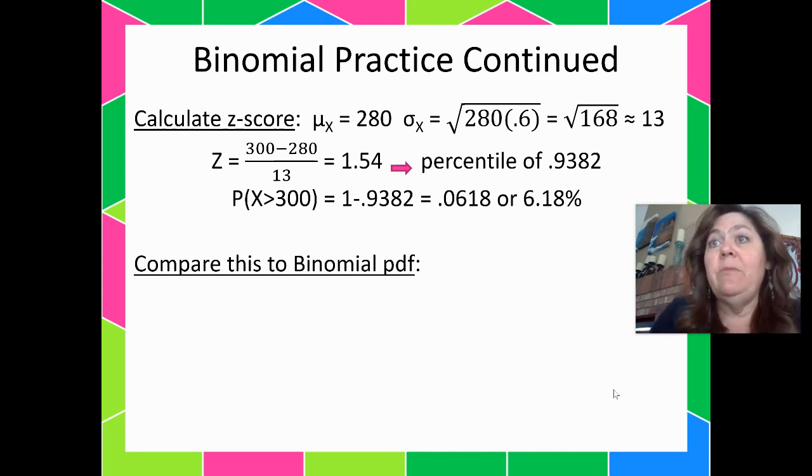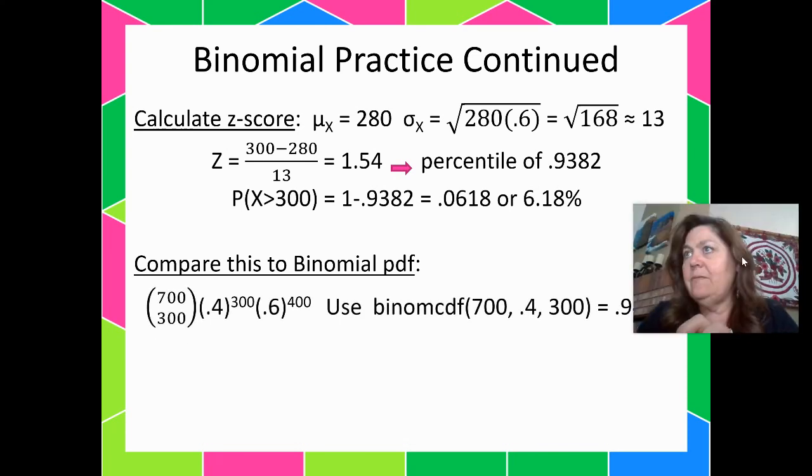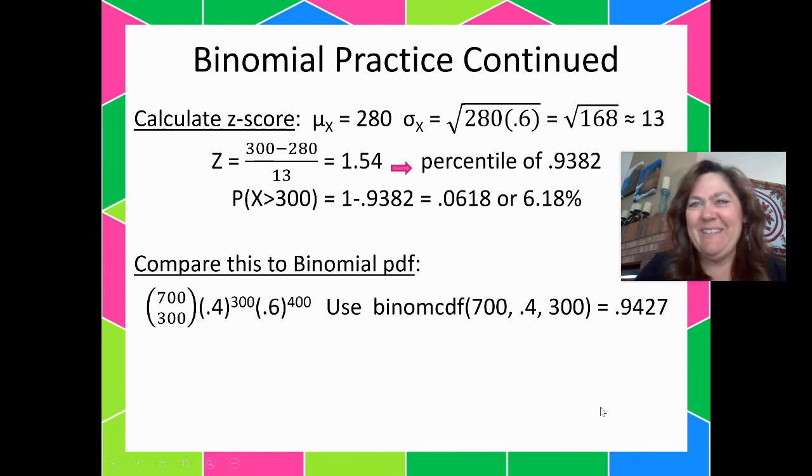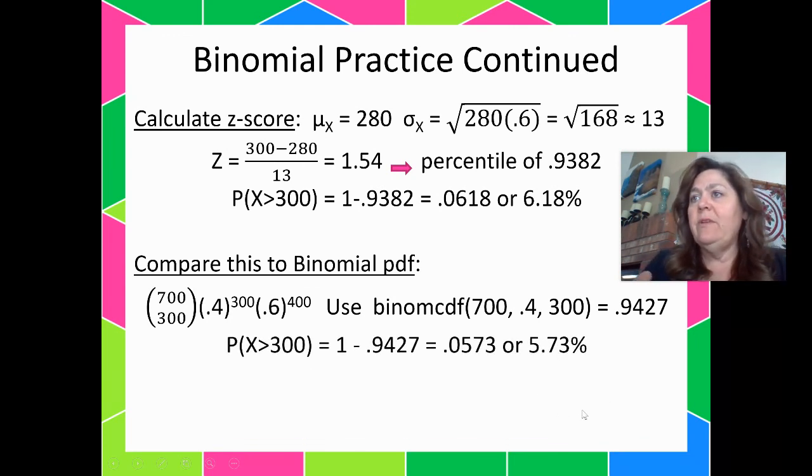Compare this to the binomial PDF that we would have done with the calculator, or here's the formula. There's your nCk, your combinations that you need to put in. 0.4 raised to the 300 times 0.6 raised to the 400. Or, as I've told you, it's a lot easier to use binomial CDF. We had 700 as our N, 0.4 success, and 300 as our X, and we get 0.9427. So again, when you subtract that from 1, you get 5.73%.